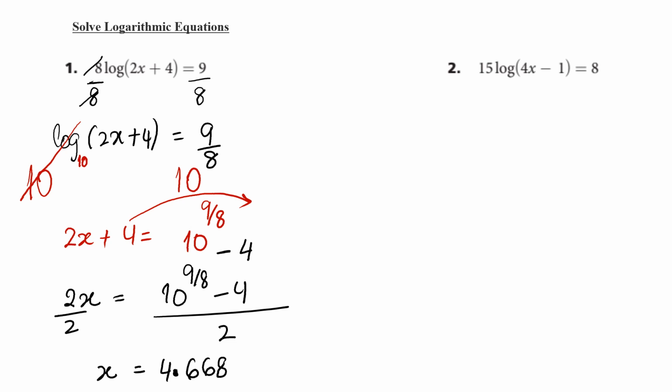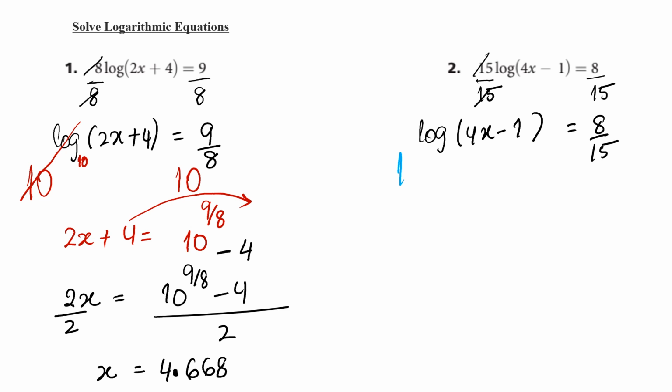Now question number 2 is same as the first one. The first thing is 15 log(4x - 1) = 8. So the first thing is get rid of this 15 by dividing by 15 on both sides. So you will get log(4x - 1) = 8/15. Now to get rid of this log, raise the power of 10 on both sides. So this log and 10 cancel. You will be left with 4x - 1 = 10^(8/15).